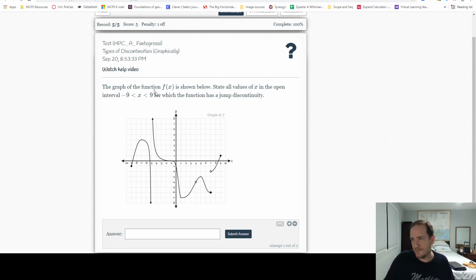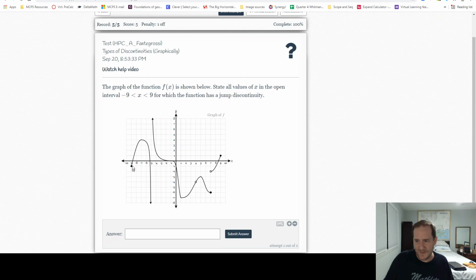So anyhow, reading this, it says the graph of the function is shown below. State all the values of x in the open interval from here to here for which the function has a jump discontinuity. It says open interval, but the endpoints are actually dots. That's fine. That just means the domain would be a closed interval of x values. But they're saying don't give me -9 or 9.